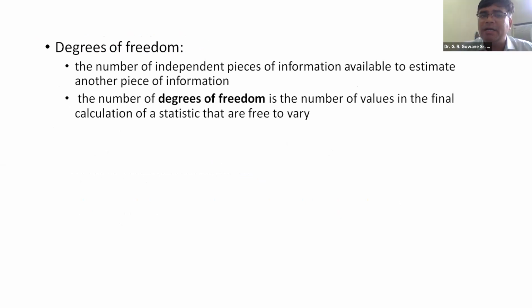So once you're clear with this, we should also have a good understanding of degrees of freedom, because for any test of significance, you need to have degrees of freedom. Okay. What is degrees of freedom? Now, degrees of freedom is the number of independent pieces of information available to estimate another piece of information. So this is a definition, but what does it mean actually?